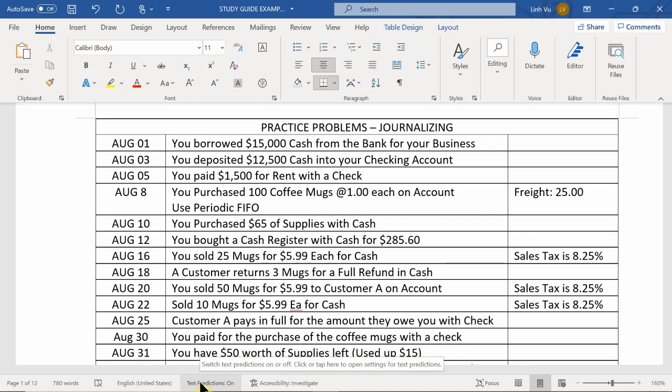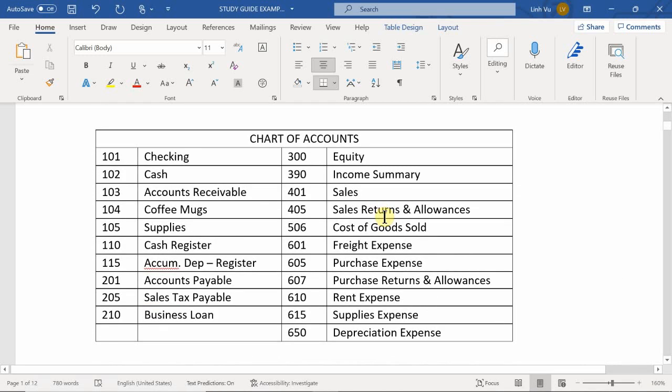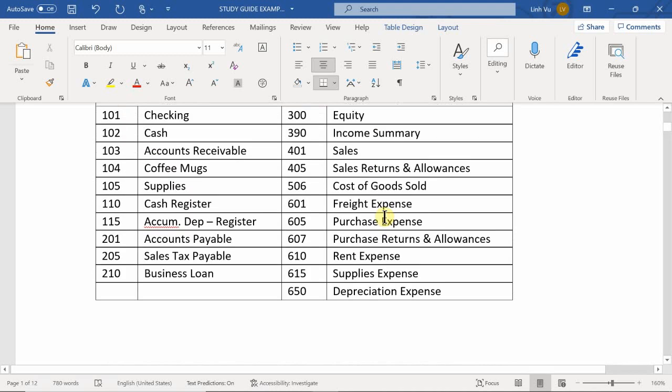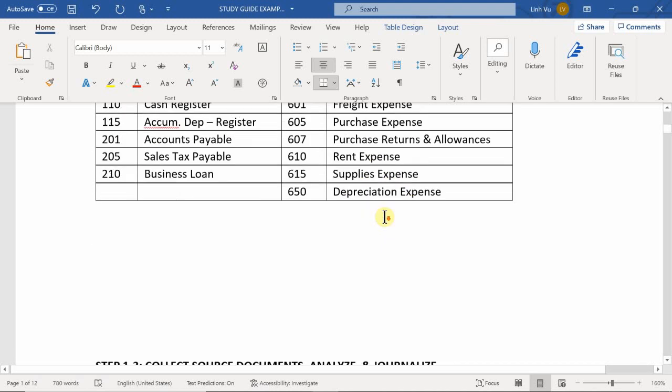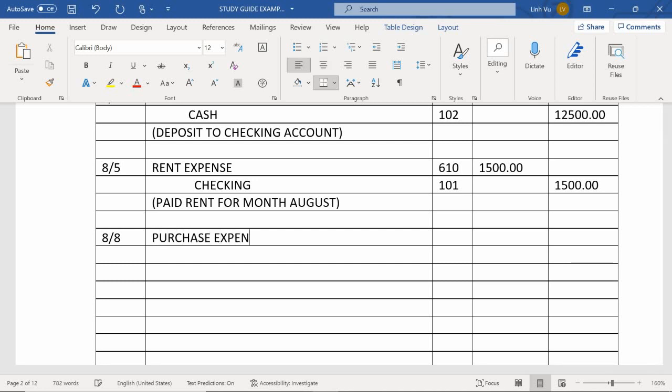Okay, so let's take a look at the chart of accounts. Purchase expense, freight expense, and accounts payable, which we are supposed to have. So we have a purchase expense first, and then a freight expense.